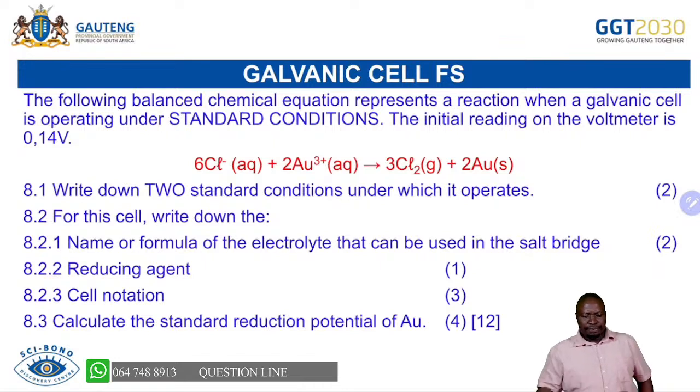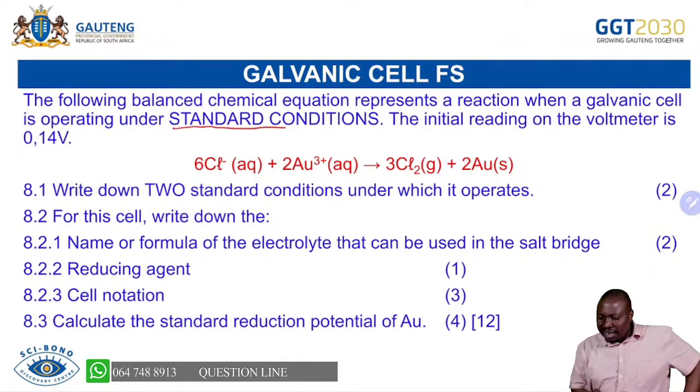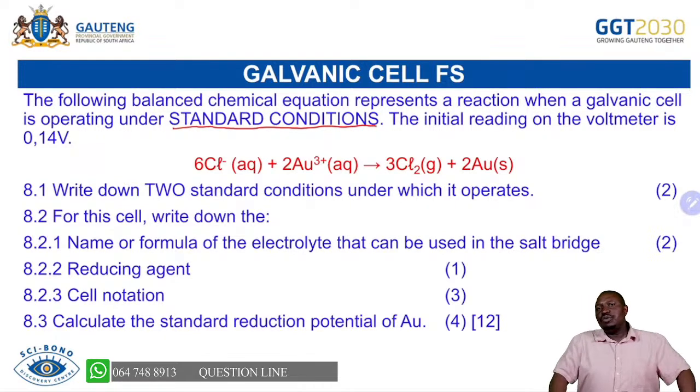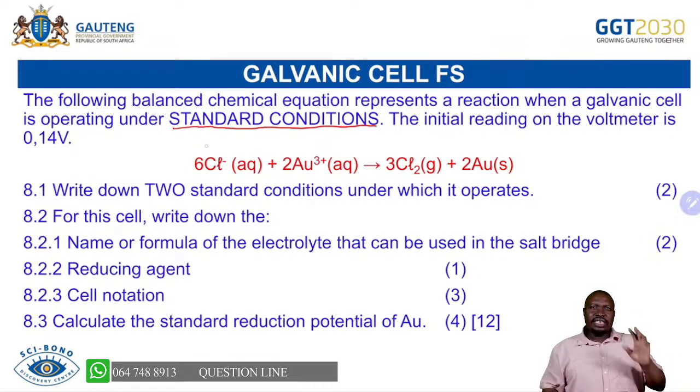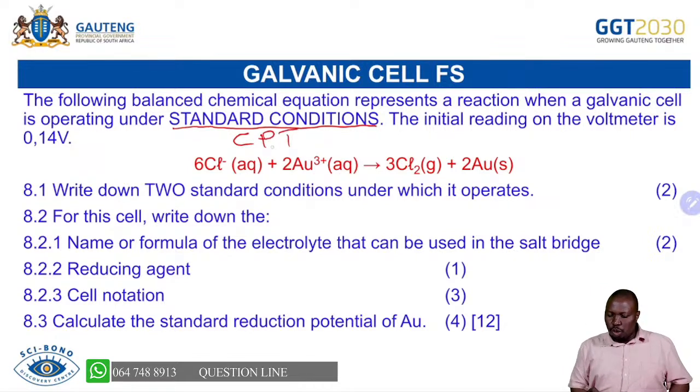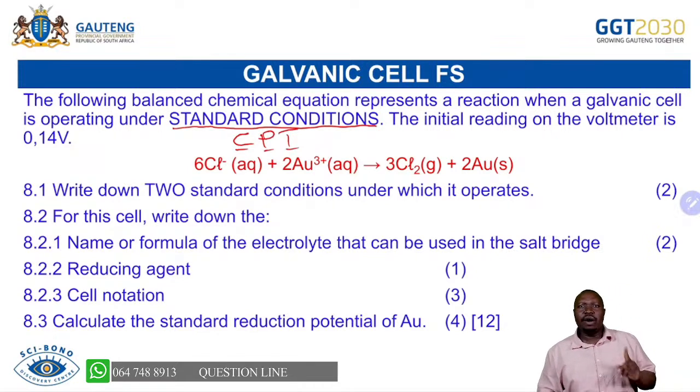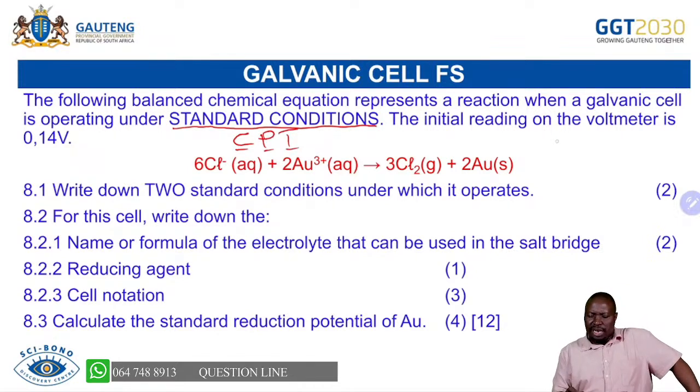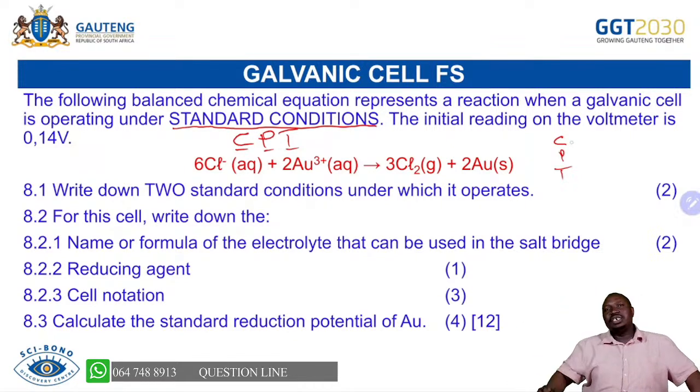Now, let's look at the galvanic cell. They are saying the following balanced chemical equation represents a reaction when a galvanic cell is operating under standard conditions. Immediately when we tell you under standard conditions, you know that there might be a question we might be asked about standard conditions. Remember, we have 3 standard conditions. We used to say, when we're dealing with factors affecting equilibrium, there are 3 factors that affect chemical equilibrium, and you said it's CPT, which is your concentration, your pressure, and temperature. Here I want to emphasize, please don't write the conditions as concentration, pressure, and temperature. No, you must always write them with the values, to say how much is the concentration, how much is the pressure, how much is the temperature.